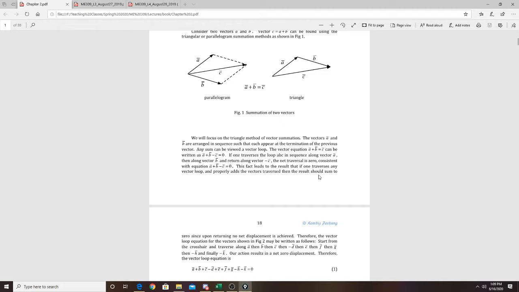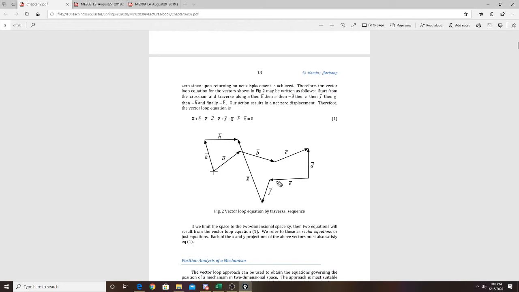Alright, and then it says, therefore, the vector loop equation for the vectors shown in figure 2 may be written as follows. Start from the crosshair and traverse along A, then B, then C, minus D, then E, F, G, minus H, minus K. This action results in a net zero displacement. Therefore, the vector loop equation is this. So this is what they did. This is their vector loop equation for the following figure right here. They started at A, which was this crosshair, and they went up, there, down, over, and now here, this is the trick though.